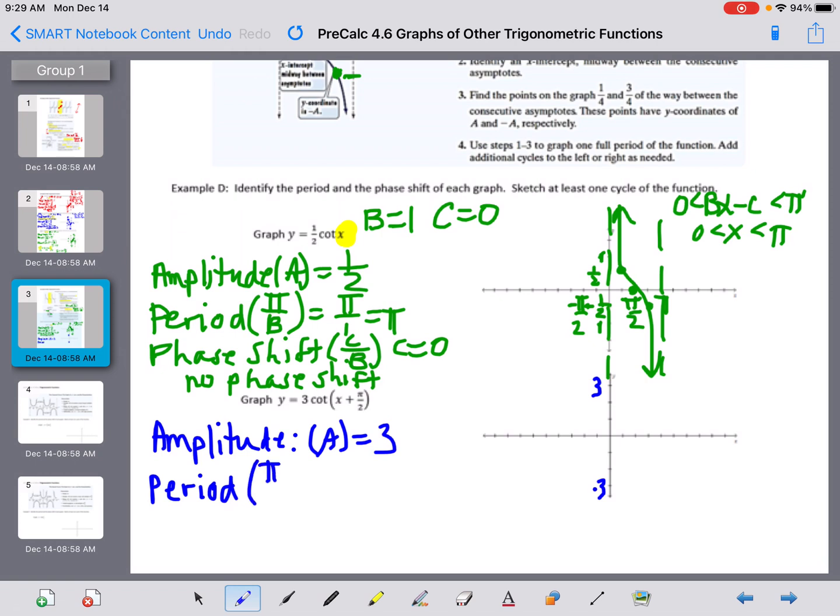All right, my period is pi divided by b. And b is whatever is multiplied times my x. Right now it doesn't look like anything is, so my b must be 1. And by the way, my c is opposite what I think it is, so it's -pi over 2. So pi divided by 1, which is just pi. So 4 lines out is pi. And then halfway between that is pi over 2.